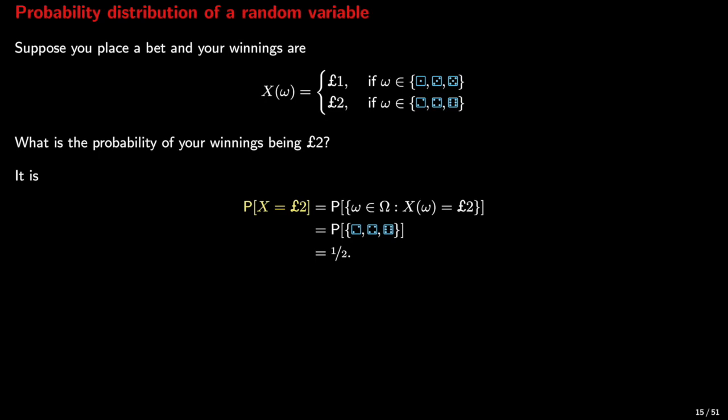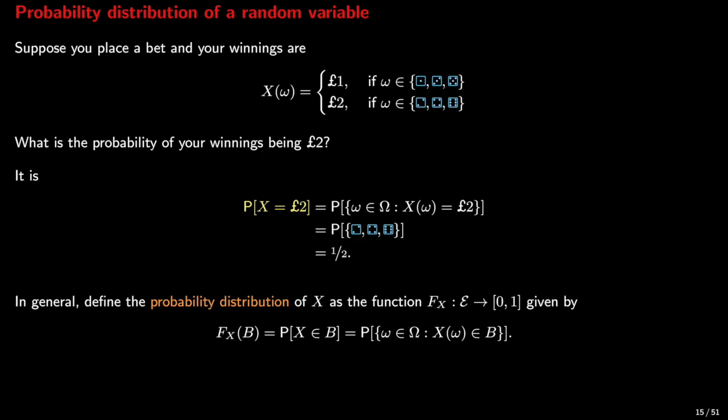So we have to construct such a subset of omega. That subset we're talking about here is the set of all lowercase omega in big omega, such that X of omega is equal to £2. And what is that subset of omega for which it happens that our winnings are £2? It is the set {2, 4, 6}. So it is P of {2, 4, 6}. And what is the probability of that set? If we have a fair die, this is 50%, or 1/2, 0.5.